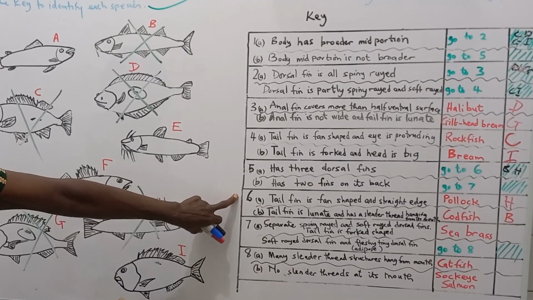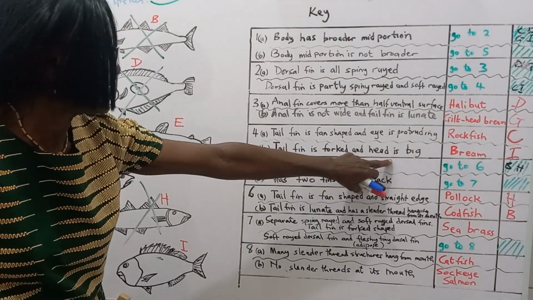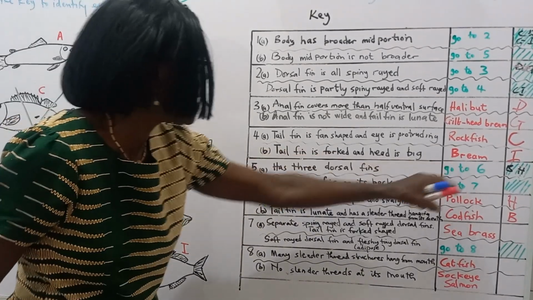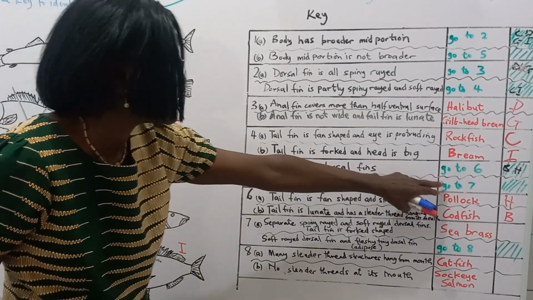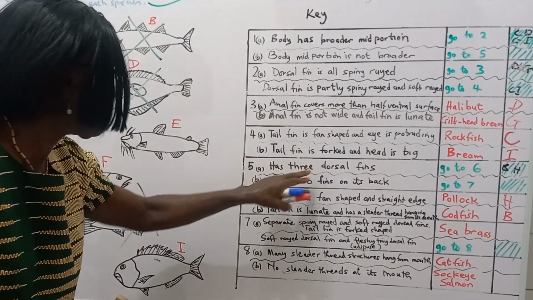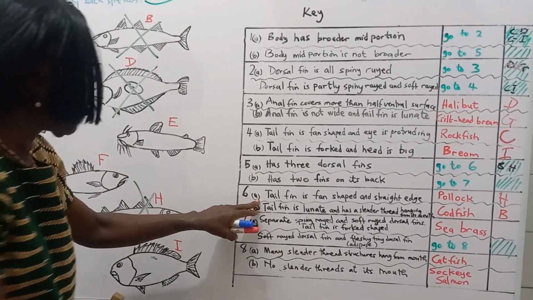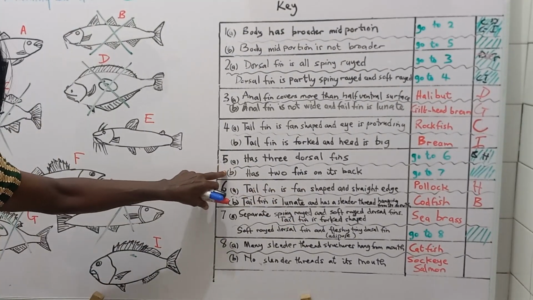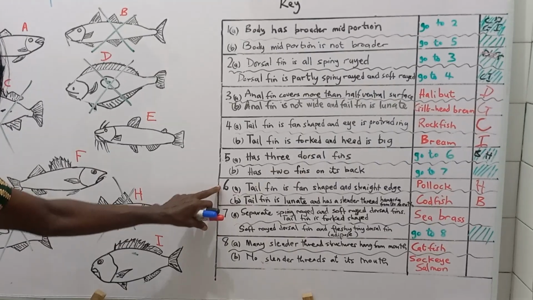Now, you finish "has 3 dorsal fins," alright? Go to 6. You see, has 3 dorsal fins, go to 6. Has 2 fins on its back, go to 7. You don't go. You finish this one, has 3 dorsal fins, completely before you come to tackle this. So having finished here, we now go to "has 2 dorsal fins." 6, we go to 7.